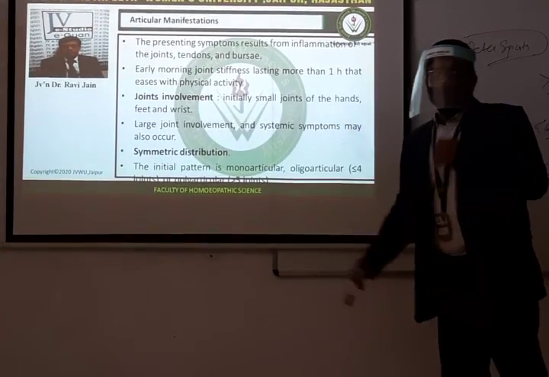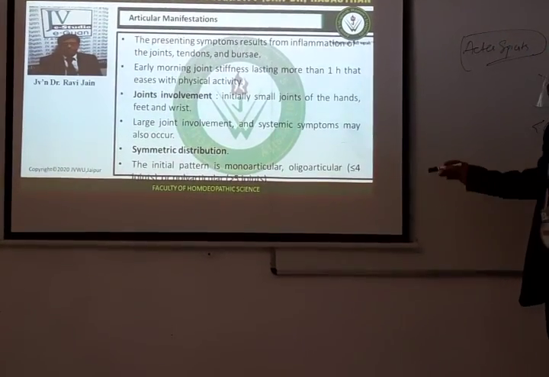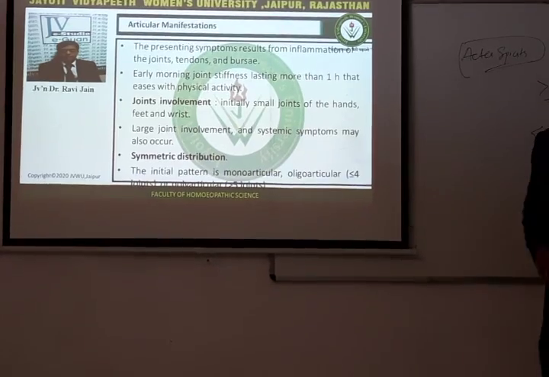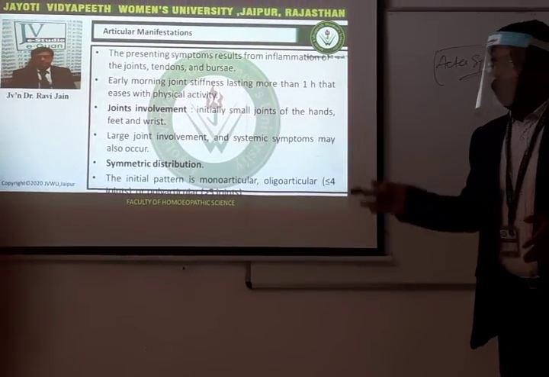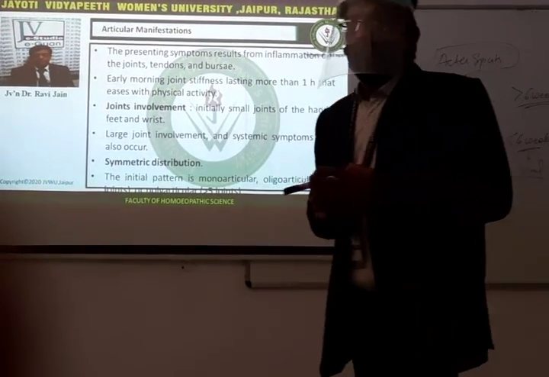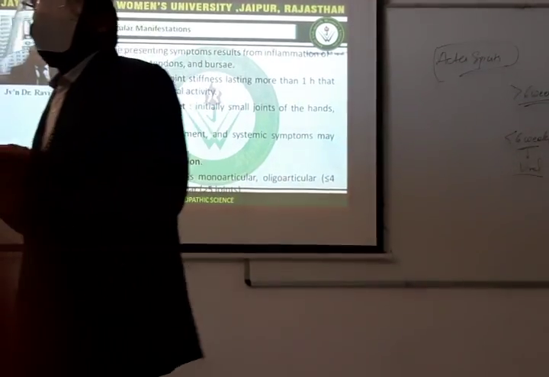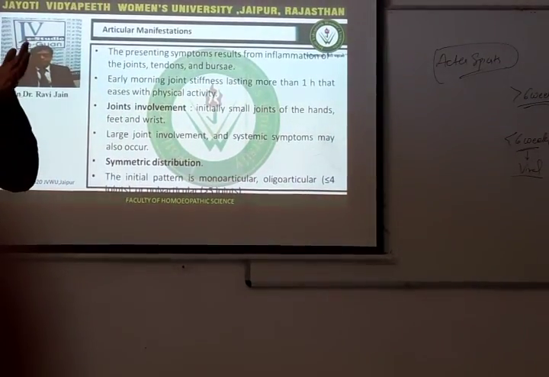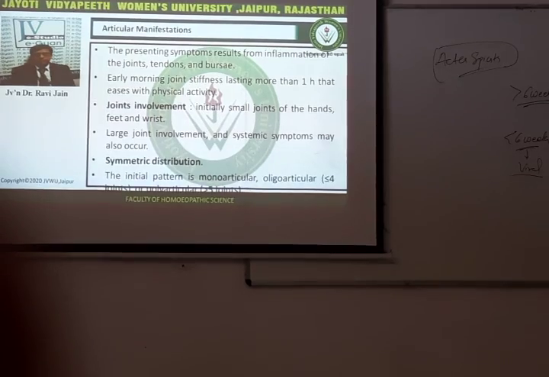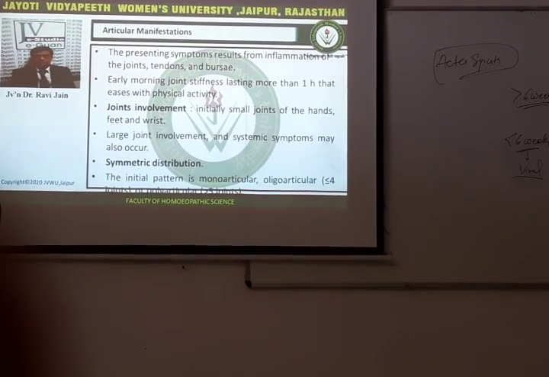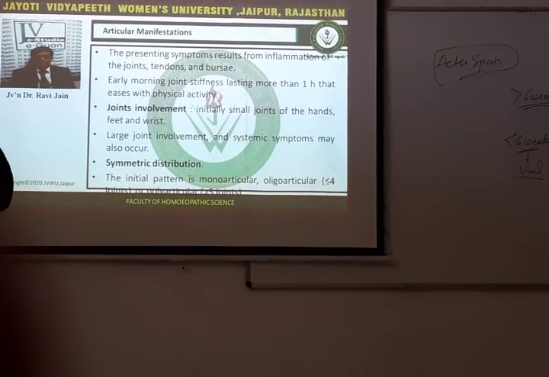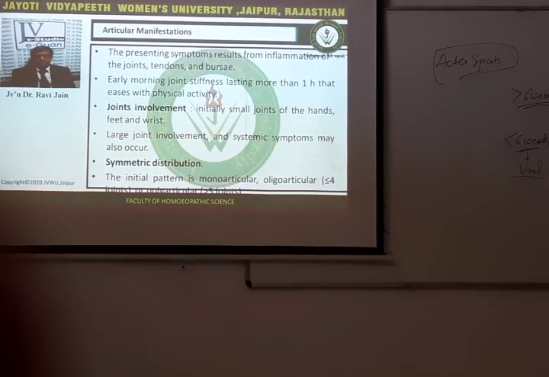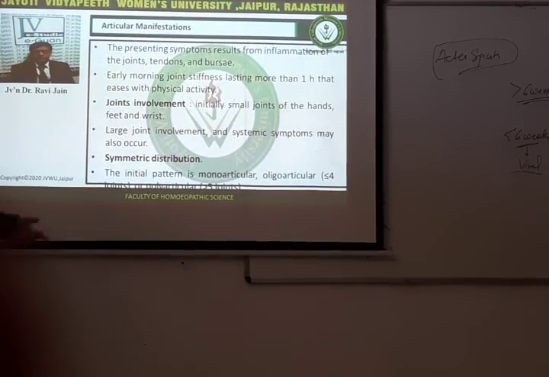Large joint involvement is also seen in case of rheumatoid arthritis, and the symptoms may also occur. Symmetrical distribution, this is very important. In case of osteoarthritis, the involvement of a single joint on one side of the body was more important, and later on the other joints were involved. But in rheumatoid arthritis, symmetrical involvement on both sides of the joints is there.